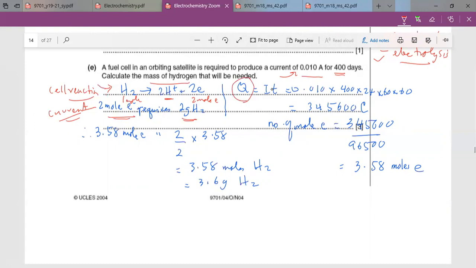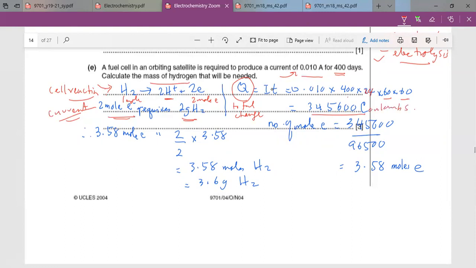Actually, charge is a better word. Total charge is the total charge required. So it's current I times time T. They want a current of 0.010 ampere, times the time, which is 400 days. 1 day is 24 hours, so times 24. 1 hour has 60 minutes, and change to 60 seconds. So it's a very big number, the total amount of charge in coulombs here.